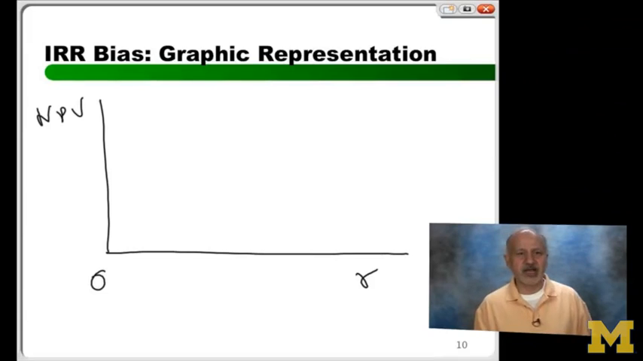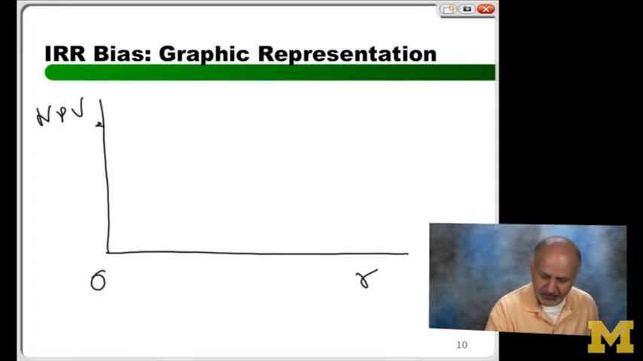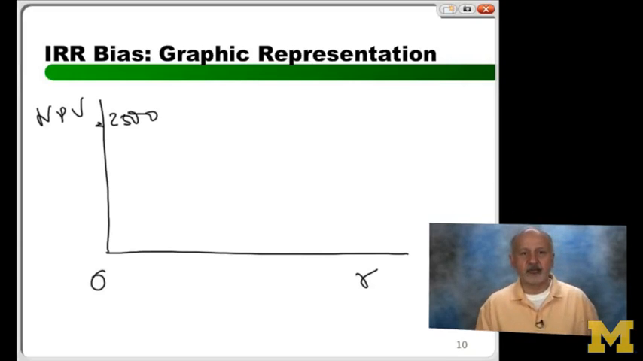Now the question is, when NPV is 0, what is the IRR? If the discount rate is 0, what is the NPV? Why? Because I'm trying to guess stuff. So 2,500. How did I get this? For project A, what is the cash flow in the future? 7,500. And what is the expense? 5,000. So 2,500, right? Is project A.